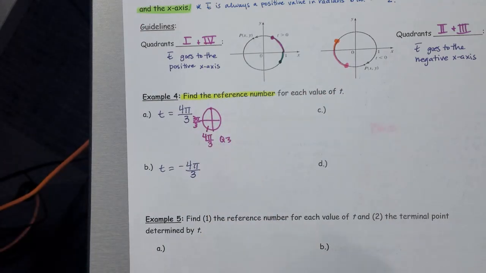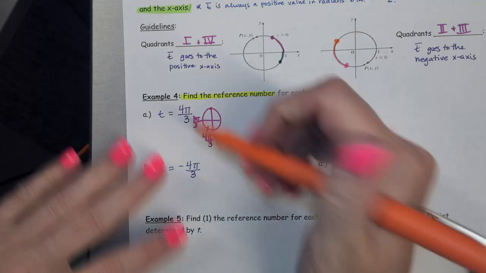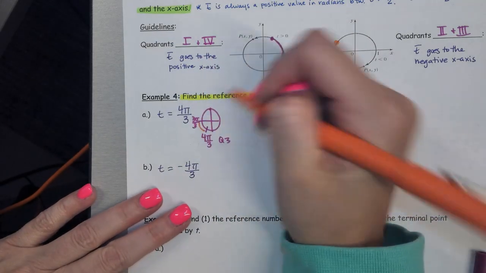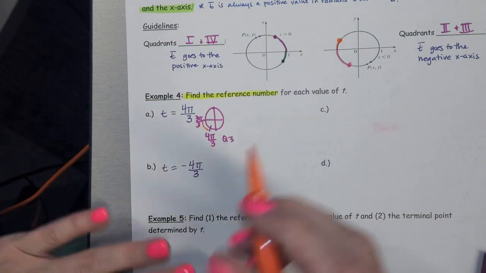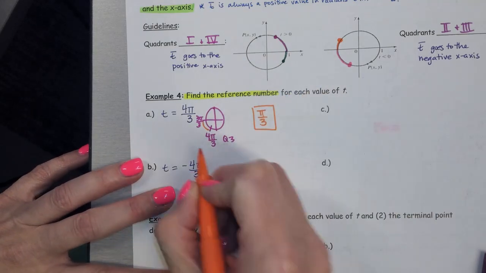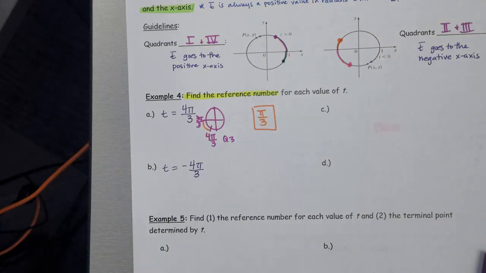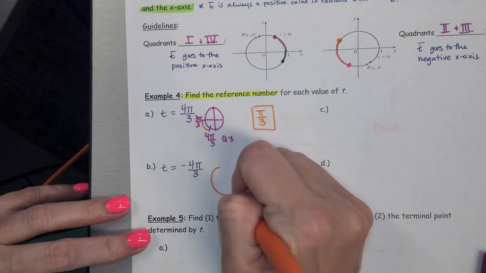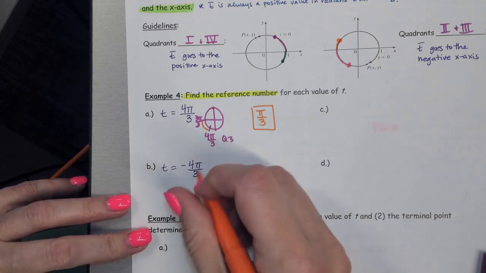So when you are finding the reference number, you are just finding this distance. From 3 pi over 3 to 4 pi over 3, what's that distance? Pi over 3. 4 pi over 3 minus 3 pi over 3 is pi over 3. Okay, and then you can use a similar logic for this.